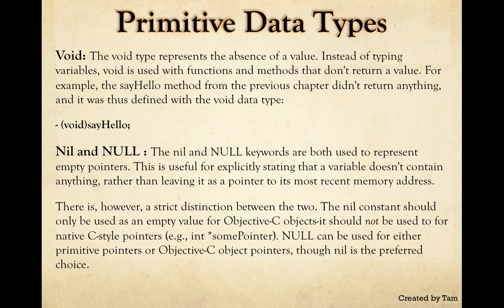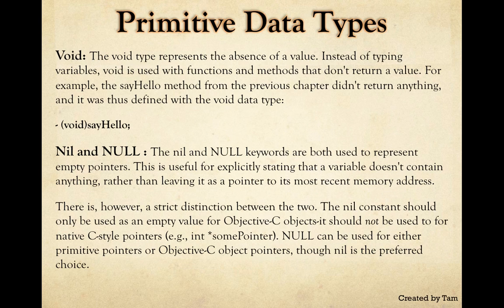Void. The void type represents the absence of a value. Instead of typing variables, void is used for functions and methods that don't return a value. For example, the sayHello method from the previous chapter didn't return anything, and it was thus defined with the void data type: void sayHello.